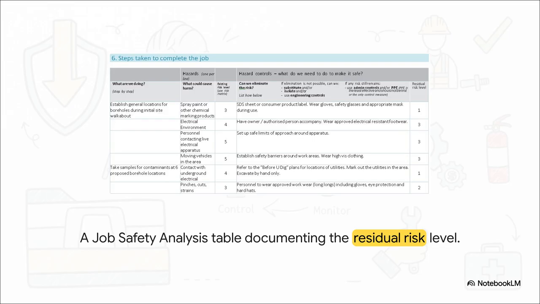A job safety analysis, or JSA table, integrates these principles step by step. You list the hazard, the existing risk score, the controls you plan to implement, and finally, the residual risk level. And here's the absolute golden rule of this document. If that final residual risk rating remains in the red, like scoring a 4 or 5, even after all your planned controls, work simply cannot proceed.